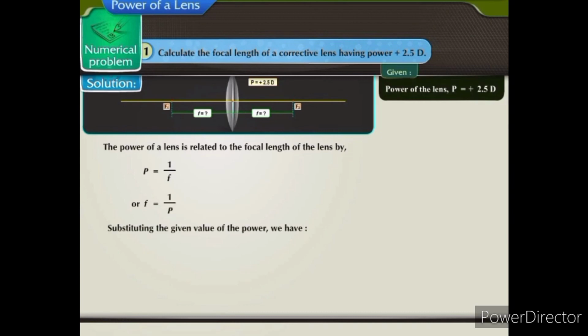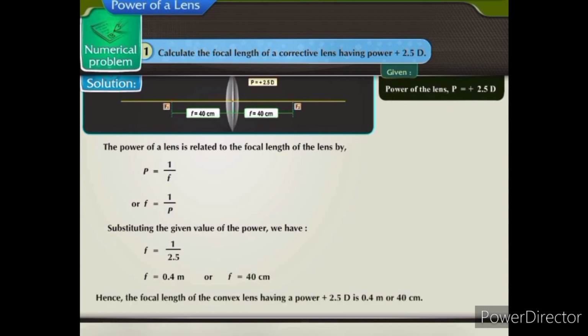Substituting the given value of the power, we have f is equal to 1 divided by 2.5. f is equal to 0.4 meter, or f is equal to 40 centimeter. Hence, the focal length of the convex lens having a power plus 2.5 D is 0.4 meter, or 40 centimeter.